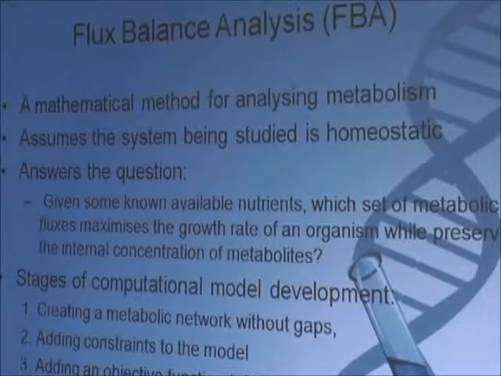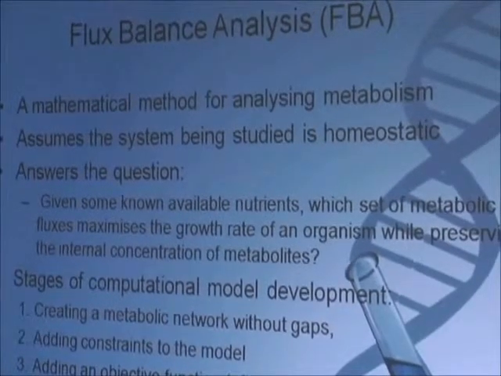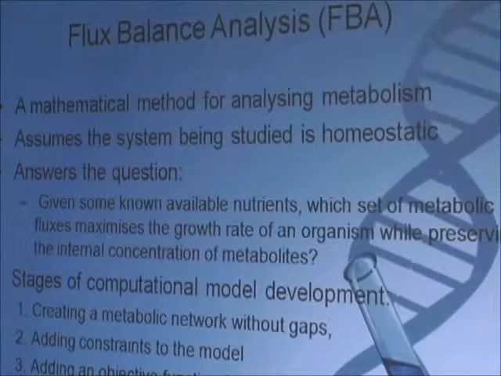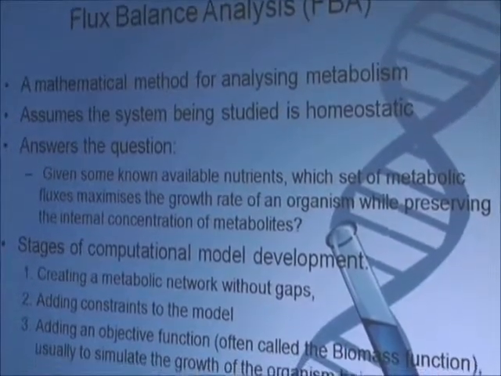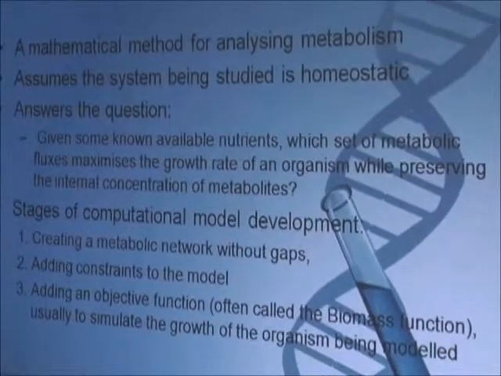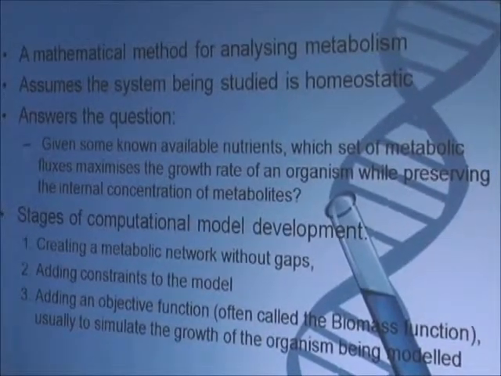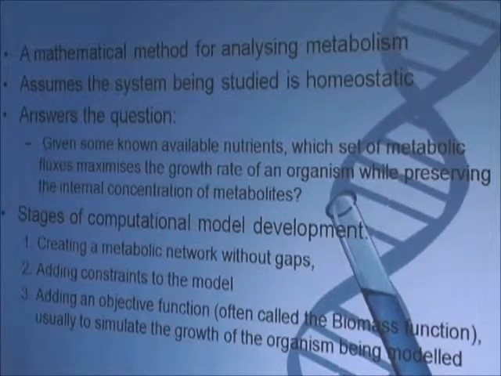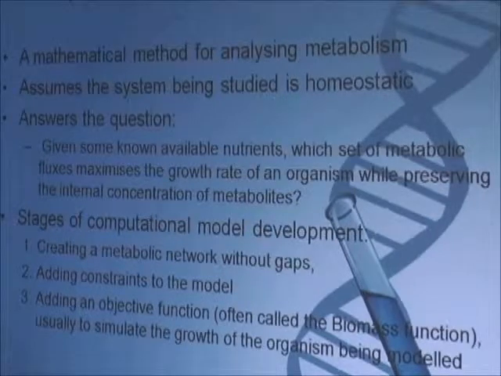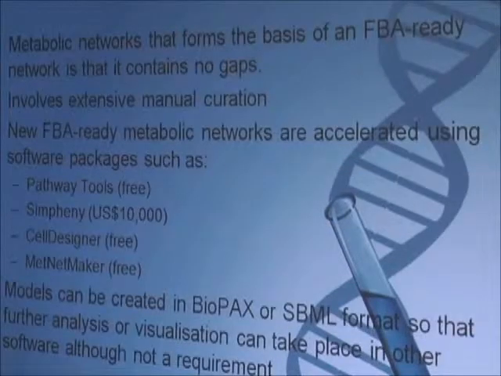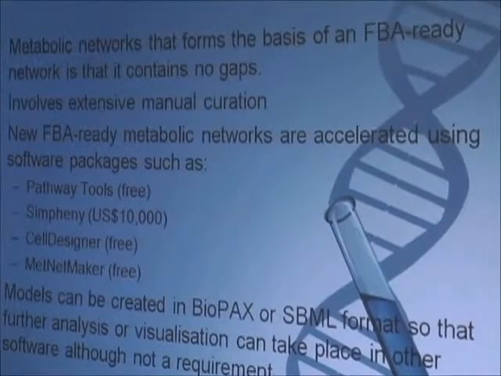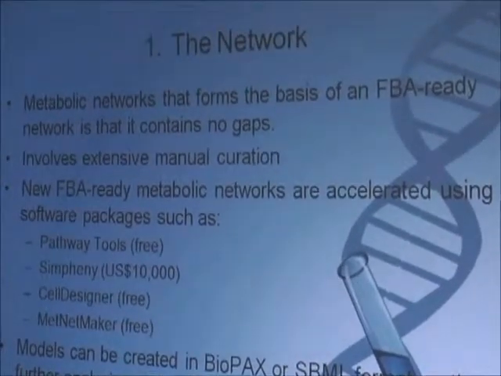So basically, flux balance analysis answers the question: given known available nutrients and known conditions, which set of metabolic fluxes maximizes the growth rate of an organism while preserving the internal concentration of the metabolite? There are three stages in developing this computational model using flux balance analysis. First, you create a metabolic network without gaps. Then you add constraints to this model. And then you add something called the objective function, which is your mass balance. Basically, you put a function to your biomass. I'm just going to go into a little detail because this is the basis we use for all model development, right?